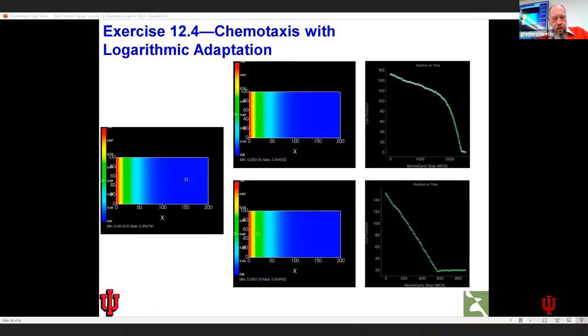So let's get back to this. I want to come back to what I get when I do this. You'll see initially my velocity was very slow and then it accelerated. When I put in that logarithmic adaptation term, the velocity is almost linear, independent of the concentration. And let me show you what I did code-wise.